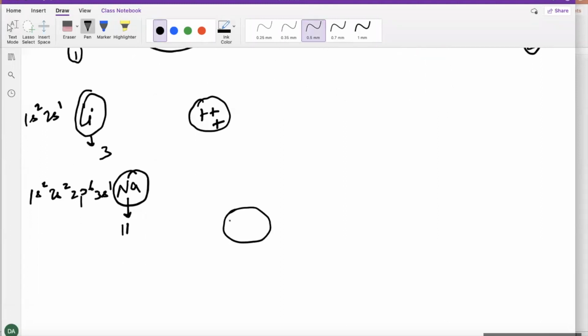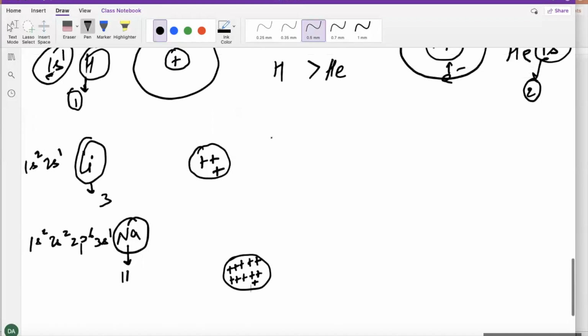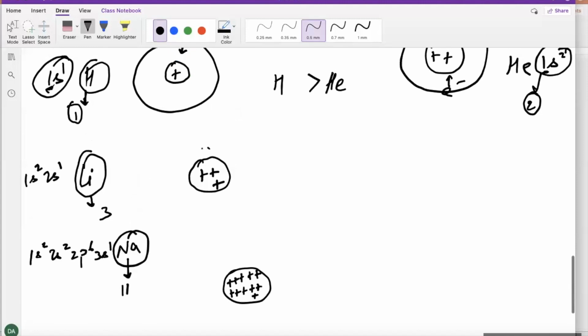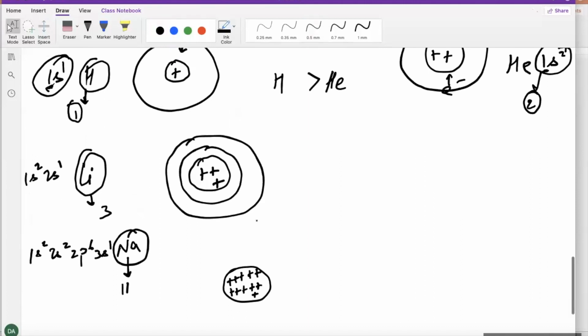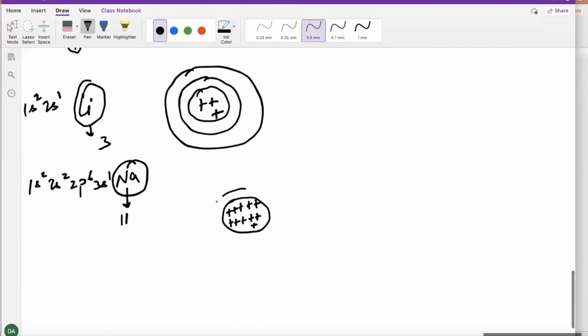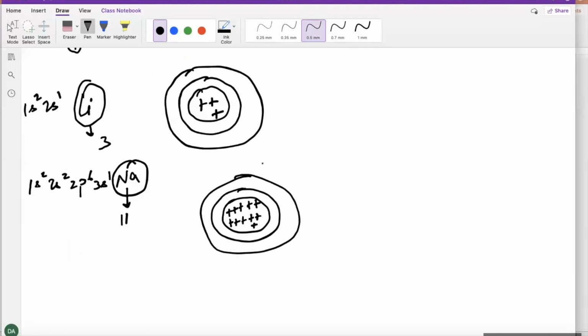Sodium has 11 positive charges. 1, 2, 3, 4, 5, 6, 7, 8, 9, 10, and 11. 11 positive charges in the center. And then lithium has 2 shells, 1s2 and 2s1, so 2 shells. And then sodium has a first shell, a second shell, but also has a third shell.